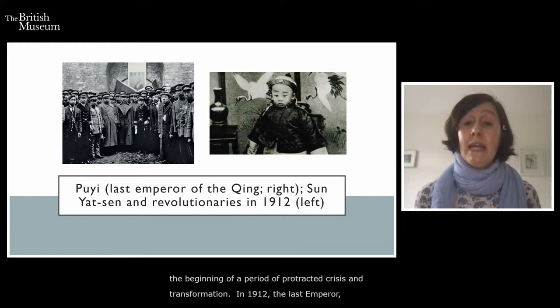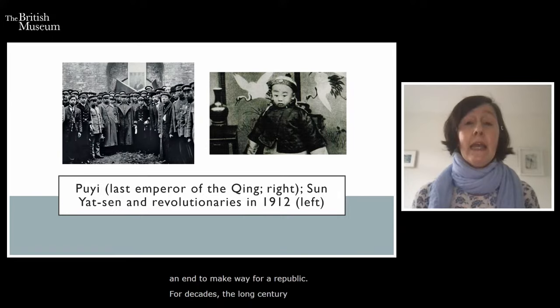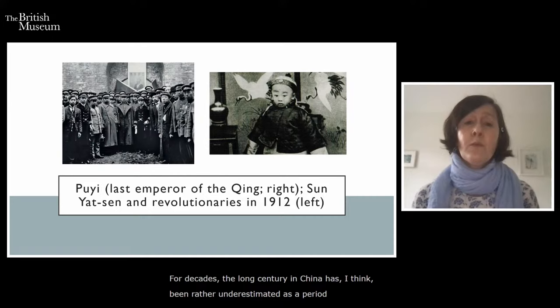Now, for decades, this long century in China has, I think, been rather underestimated as a period of existence. Chinese and Western histories have often defined it as one of political, military, and economic disaster and humiliation, and of cultural stagnation. So, if you look at big published overviews of Chinese art, they often skate over or even leave out the period between 1796 and 1912.